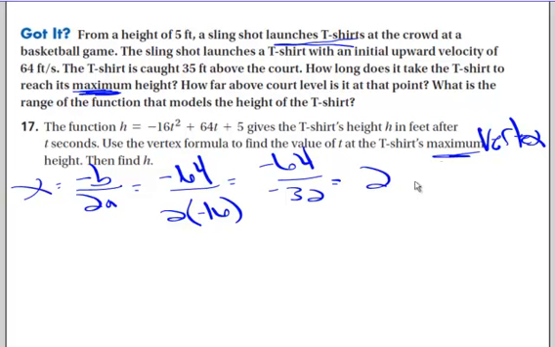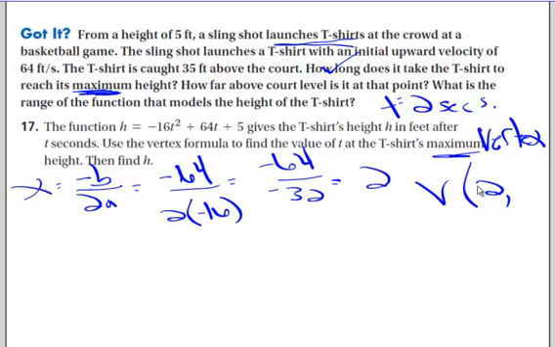Okay, so I know the vertex starts with 2. So right now, one thing I know is it's going to be 2 seconds. Whatever height it reaches, it's going to happen in 2 seconds. So the time equals 2 seconds. I can answer that. So when it says, how long does it take? Yep, check. Done with that part.